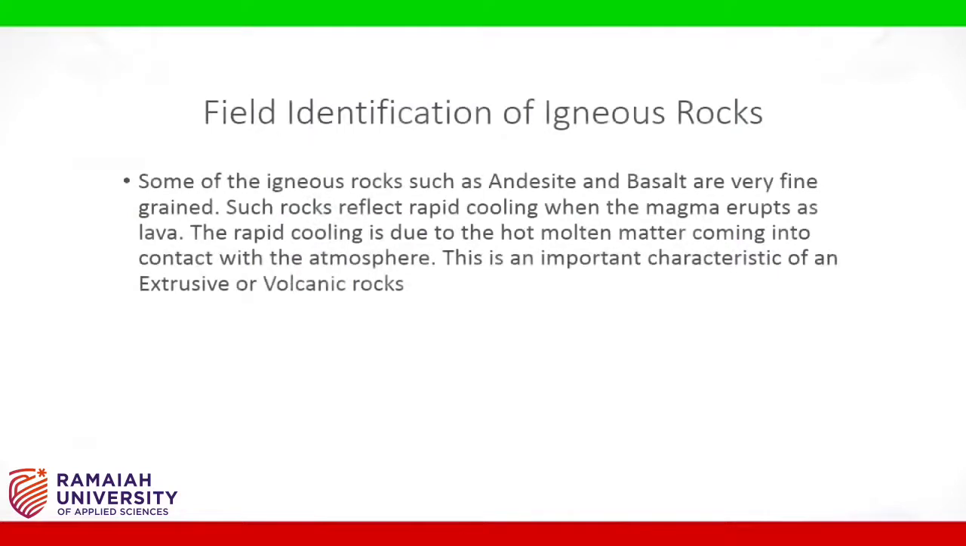Some of the igneous rocks, such as andesite and basalt, are very fine-grained. Such rocks reflect rapid cooling when the magma erupts as lava. The rapid cooling is due to the hot molten matter coming in contact with the atmosphere. This is an important characteristic of an extrusive or volcanic rock.